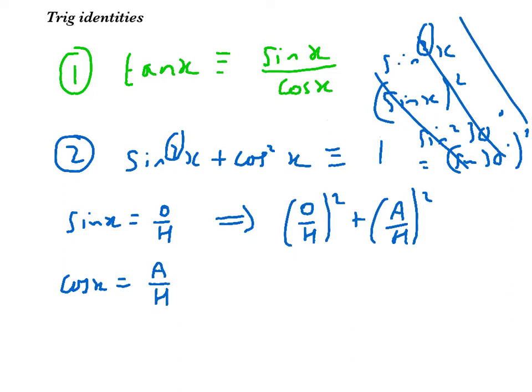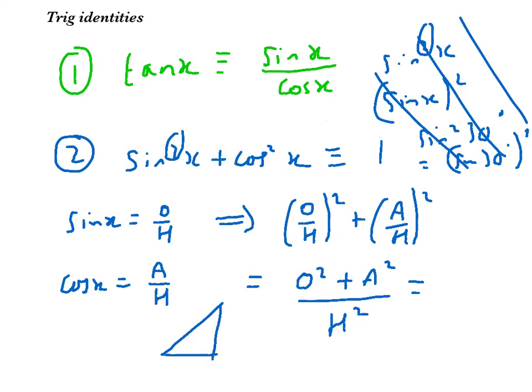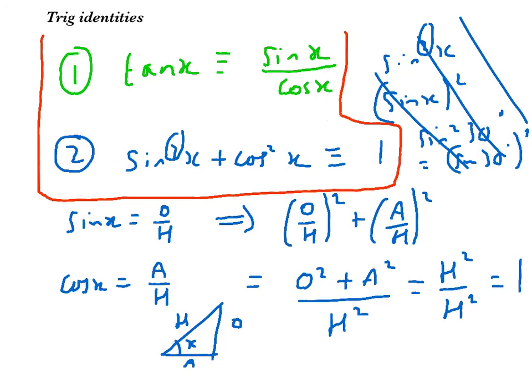so back to this. If I square them all together and add them together, I get O squared plus A squared over H squared. And of course, from Pythagoras, I know that O squared plus A squared equals H squared, doesn't it? So that's H squared over H squared, which is 1. So this proves both our identities. So these two absolutely must know.